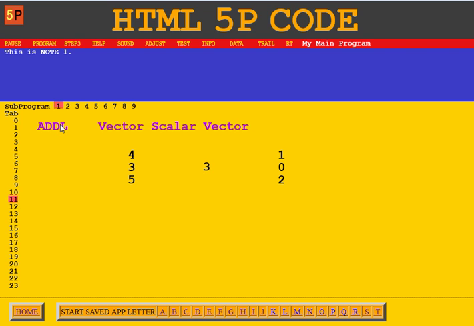Here's add list, where it's a vector, a scalar, and another vector. This vector is at A1, this scalar is at address A2, and this vector is at address A3. It's going to add the values in this vector to the 3 and put them here. So they're going from A3, adding the scalar, and going to A1. So 1 and 3 is 4, 0 and 3 is 3, 2 and 3 is 5.